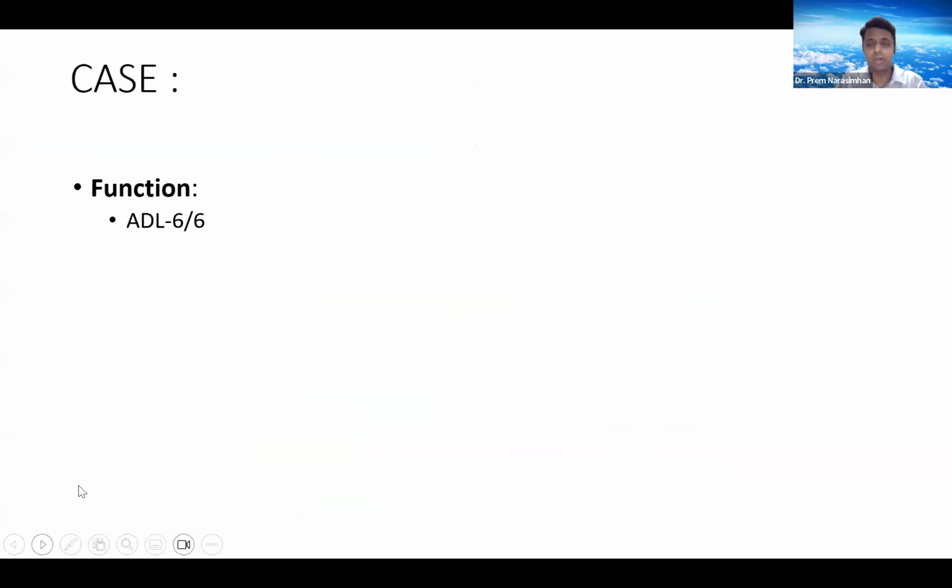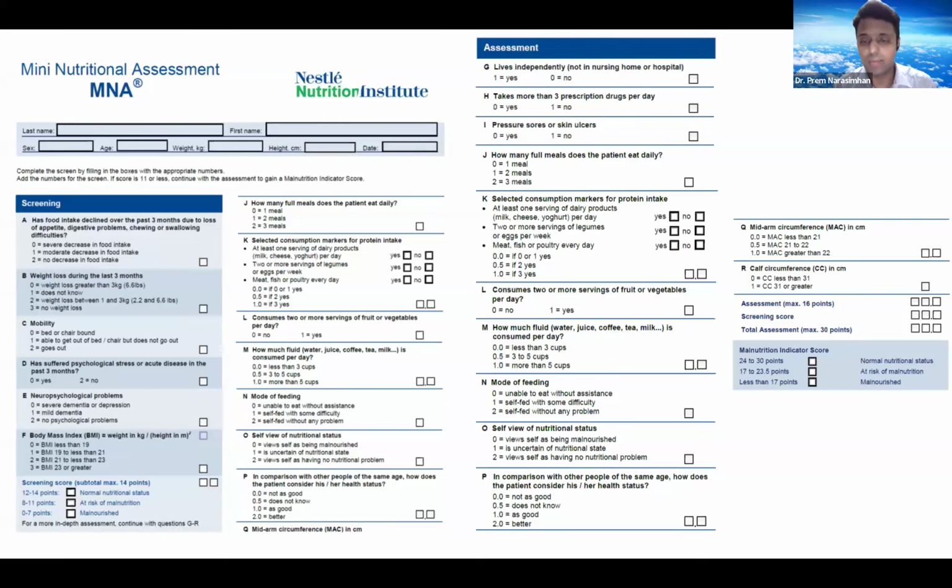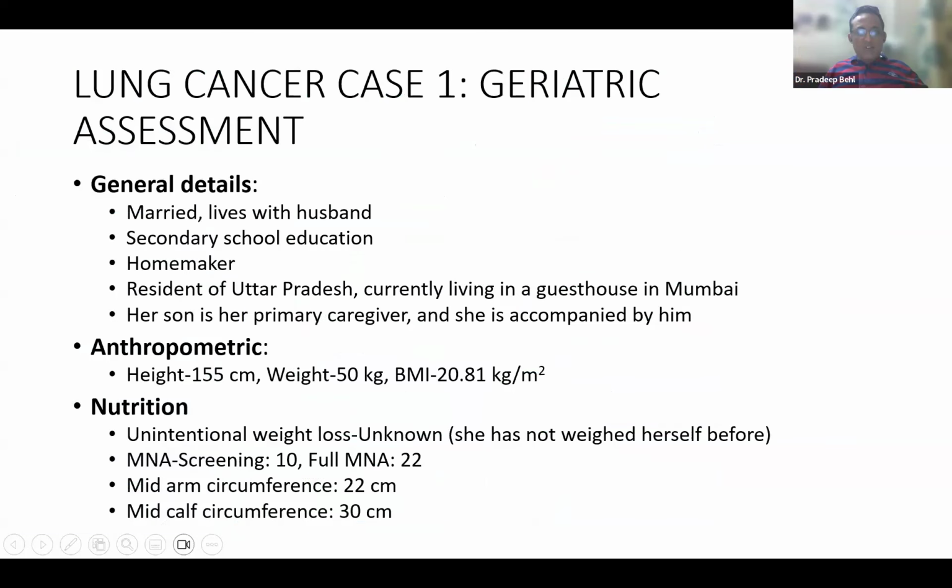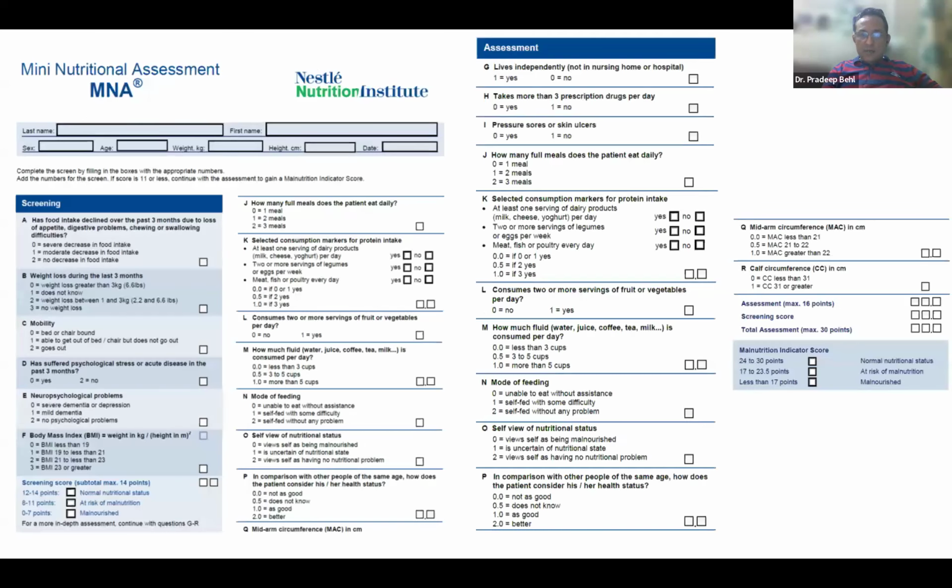So, before I go into our oncologist further down, a comment, Dr. Pradeep, on the MNA that the older adult had, and how do you interpret it? Yeah, as you can see, the MNA scale is there, with a screening test of 10 and the full MNA is 22. That means the patient has some indicators of being malnourished if the score is less than 17. But if the score is between 17 to 23.5, that patient is at risk of malnutrition.